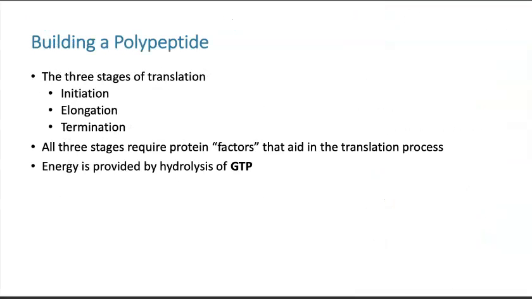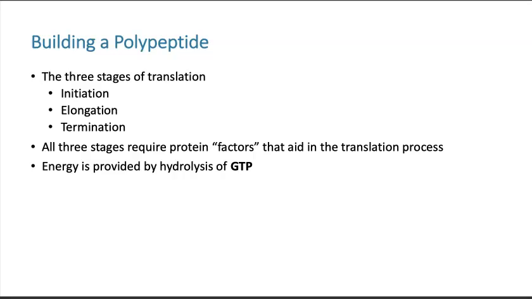So there are 3 stages to building a polypeptide. This sounds an awful lot like the 3 stages in transcription. It was initiation, elongation, and termination. So the stages are called the same, but of course they're doing other things.